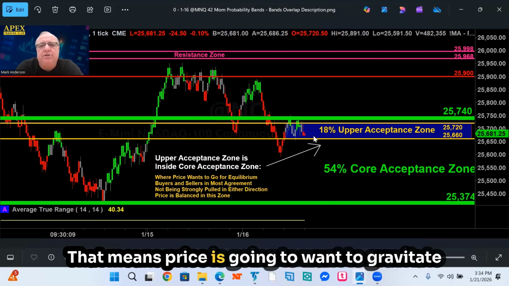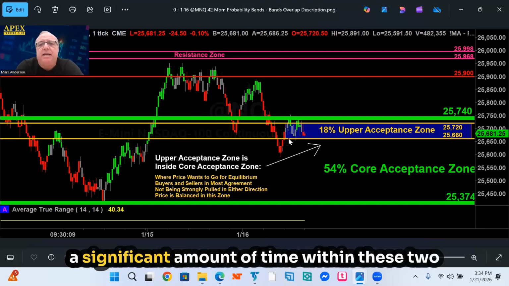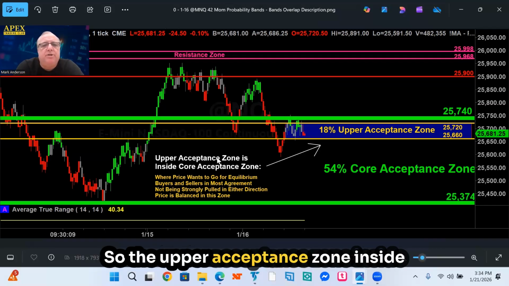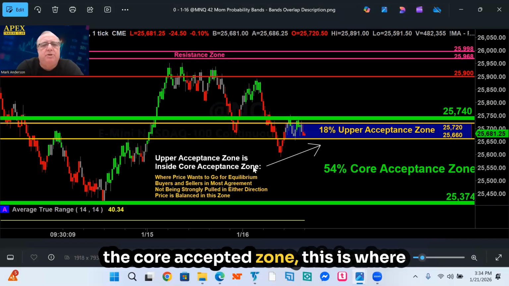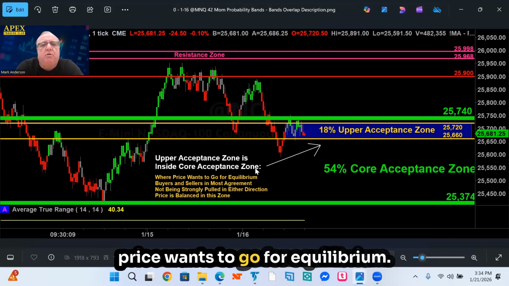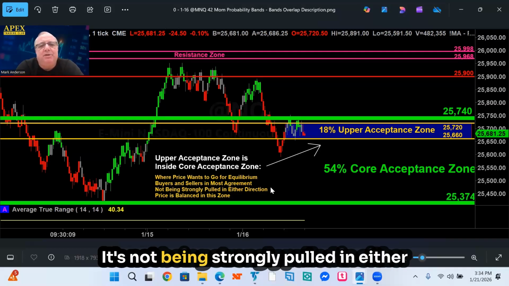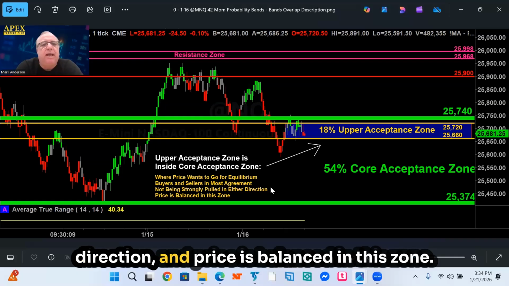That means price is going to want to gravitate a significant amount of time within these two bands, just like it's bouncing up and down here. So the upper acceptance zone inside the core acceptance zone, this is where price wants to go for equilibrium. This is where buyers and sellers are most in agreement. It's not being strongly pulled in either direction, and price is balanced in this zone.